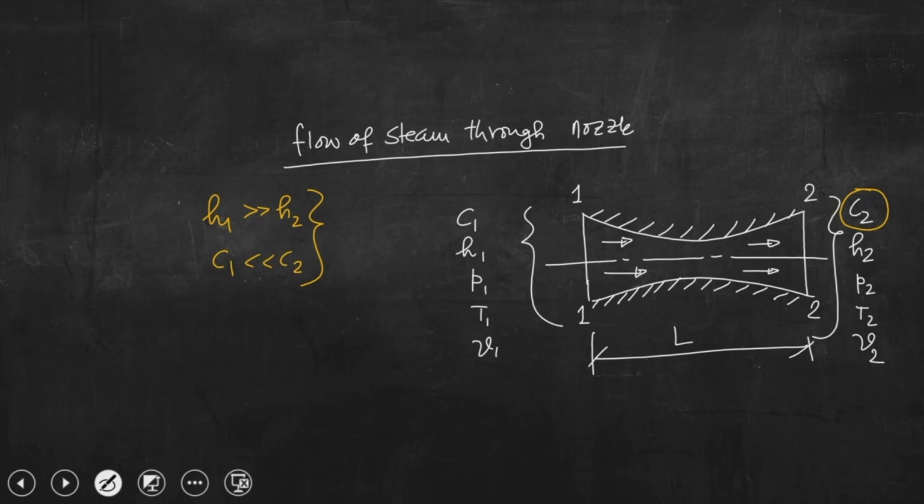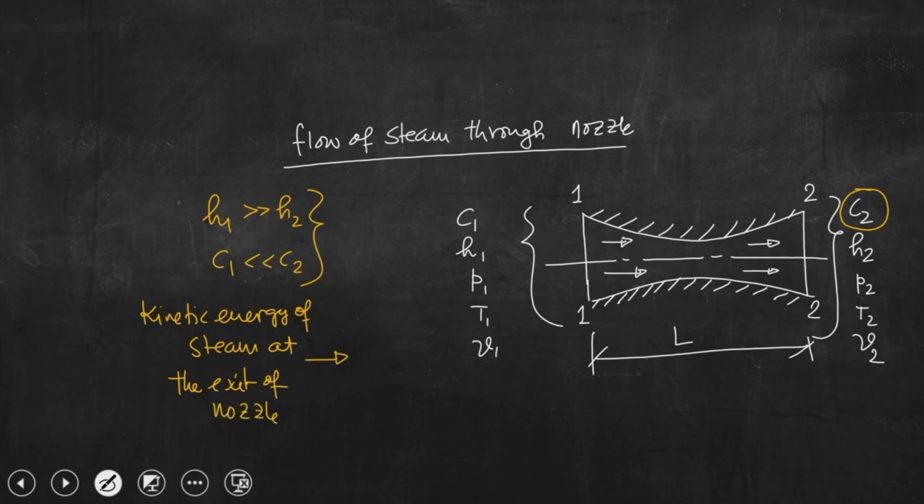So, the entire objective is to have high kinetic energy. If we write it per unit mass flow rate of steam, the kinetic energy of steam at the exit of the nozzle is half C2 square. This quantity is per unit mass, right. So, the higher the C2, the higher the kinetic energy.